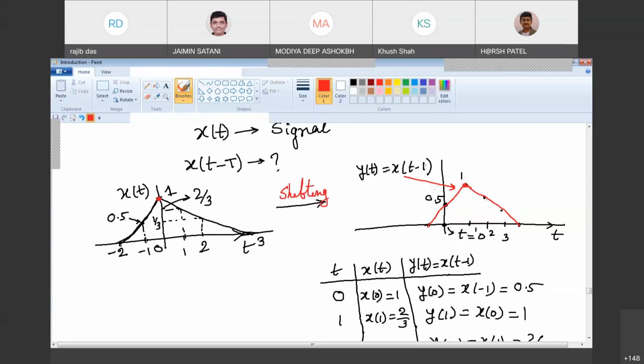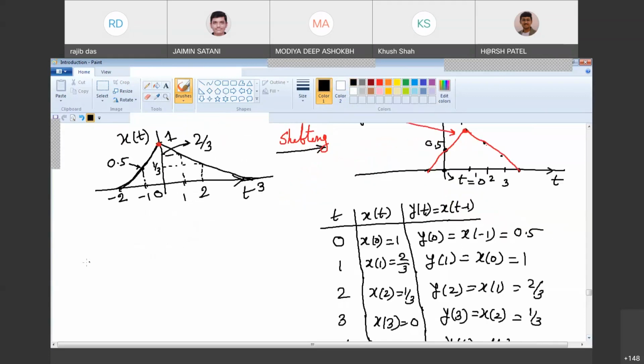So if it is minus, you see it is right shift. If it is plus, it will be left shift. I think it is clear from this figure. Okay. So x of t minus capital T is nothing but right shift by T seconds. Remember, T I am considering positive. If T is positive, then it is right shift. But if T is negative, in that case, x of t plus capital T will imply left shift by T seconds.